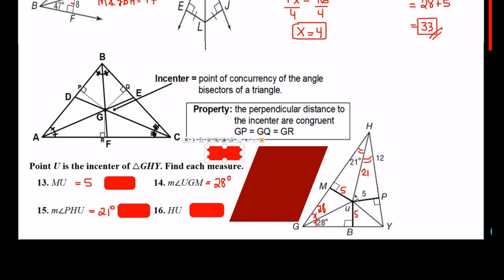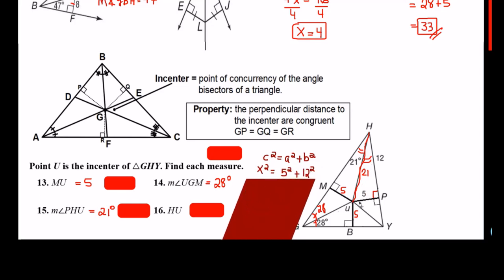So HU. So we're looking for this side right here. But if you notice, this is a 90-degree angle. I know that this is 5, and I know that this is 12. So guess what? I can use the Pythagorean theorem. A squared plus b squared equals c squared, or you can say c squared equals a squared plus b squared. Either way is fine. So basically, we have the hypotenuse here that we don't know, so we're going to call it x. We have one of the legs, which is 5, so 5 squared, and the other leg, which is 12 squared.